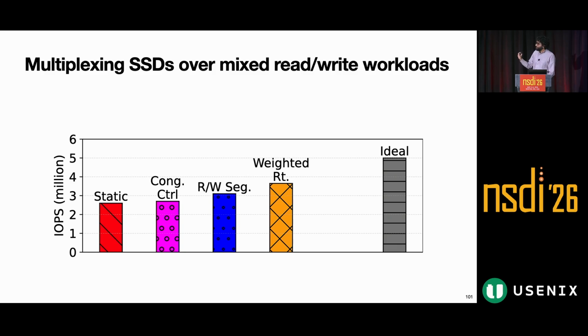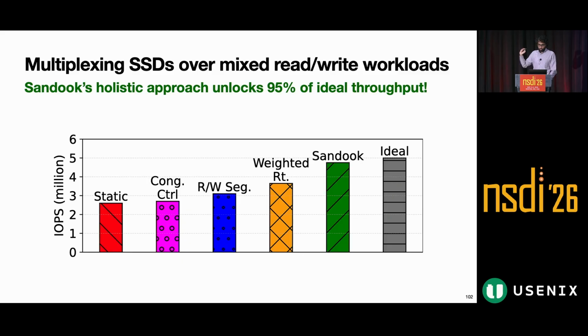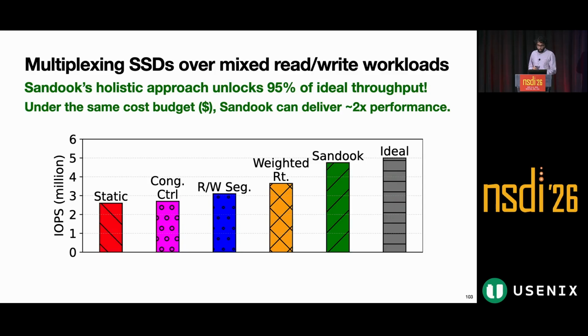So the key point is that individually catering to any of these policies, which a lot of prior work does, is not sufficient to tapping all of the potential that the SSDs have. And so Sandook's holistic approach unlocks 95% of the ideal throughput by combining all of these policies, which our design allows you to do. In other words, under the same dollar cost budget, you're able to deliver about twice the throughput. And as we saw, SSDs are pretty expensive, so you want to be careful how you use them.